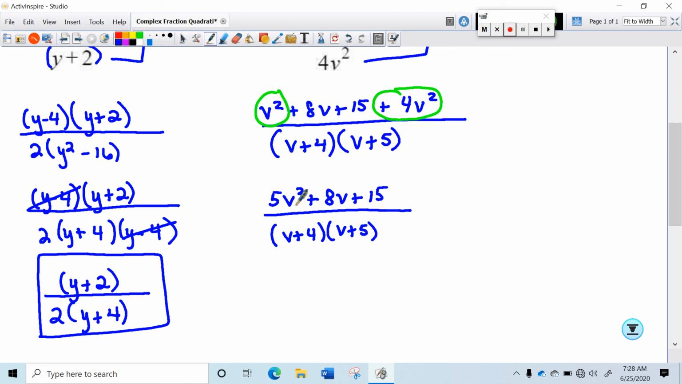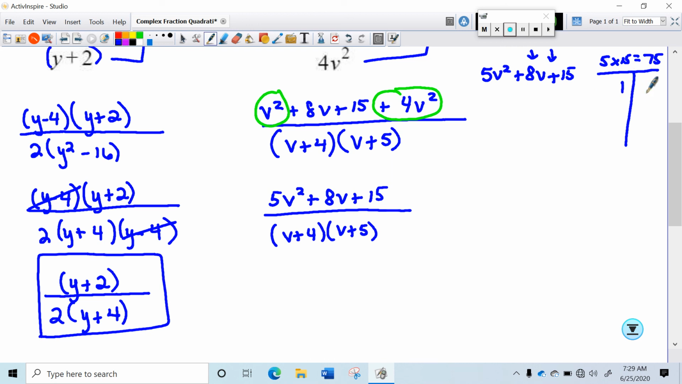Now I'm going to come out here and take that trinomial on the numerator and factor it. So 5v squared plus 8v plus 15. You take the first and the last and multiply them. 5 times 15 equals 75. And we want the factors of 75 that when you add them equal 8.